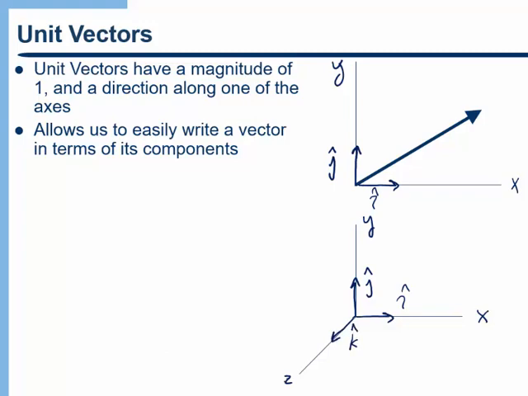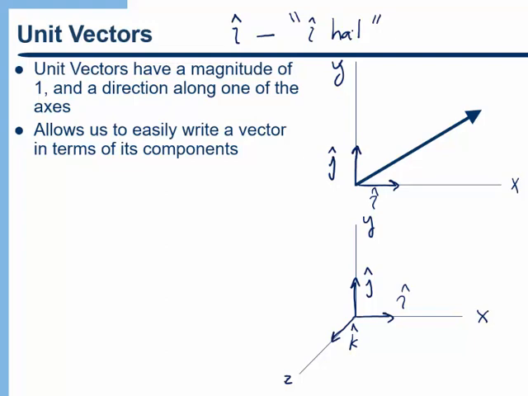You'll notice that the notation for unit vectors is different than other vectors. We write our vector with this little caret over the top, and it looks like a hat. So literally, when we say this, we call this i hat. So we have i hat in the x direction, j hat in the y direction, and k hat in the z direction. The reason that unit vectors are useful is they allow us to write a vector in terms of its components.